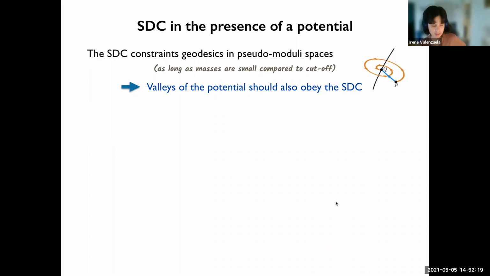Now, maybe, what time is it? Okay. I wanted to say a last few things about the distance conjecture, and then I just have a couple, 3 slides about the potentials.